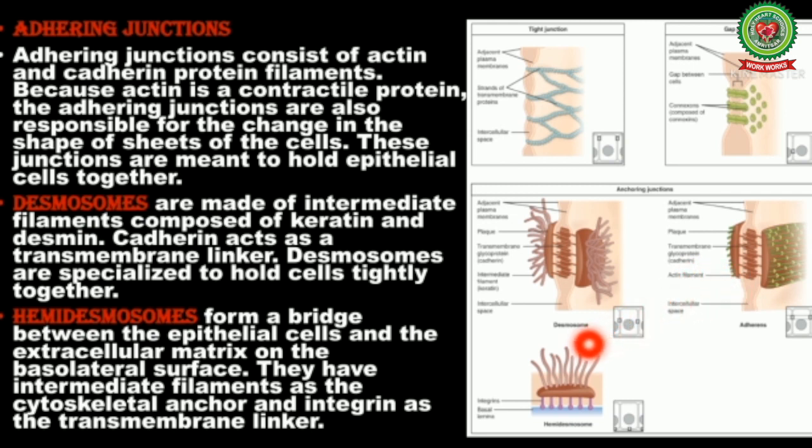The last one is hemidesmosomes, which form a bridge between the epithelial cells and the extracellular matrix on the basolateral surface. They have intermediate filaments as the cytoskeleton anchors and integrins as the transmembrane linkers.